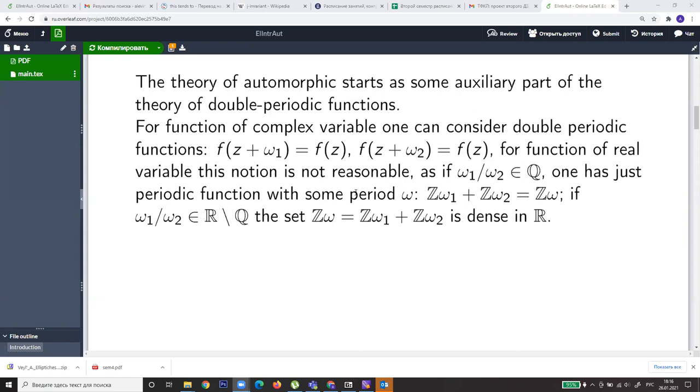In the case of a real argument, it's not interesting, as if the ratio of these periods is rational, then essentially this function just has one small period, because they are periodic with respect to the shift by combinations of omega one and omega two. And the subgroup Z omega one plus Z omega two in R, if the quotient is rational, is generated by one single period. If the ratio is irrational, then this set is dense. Then this function should be constant on the dense set, and this is not so interesting a function. Okay?